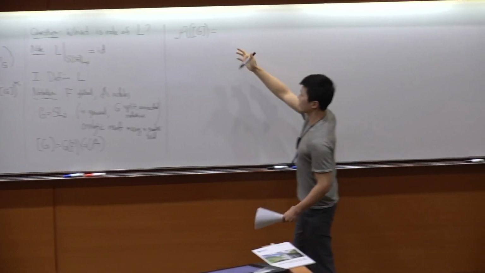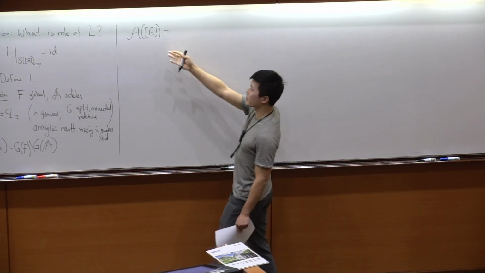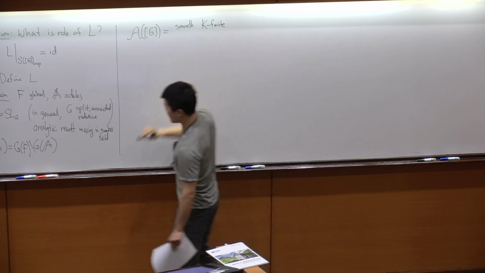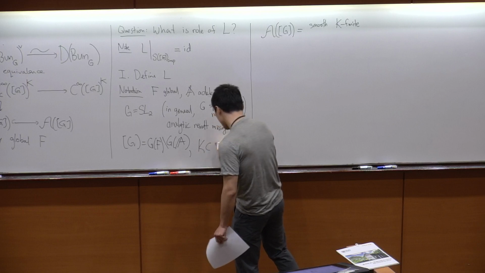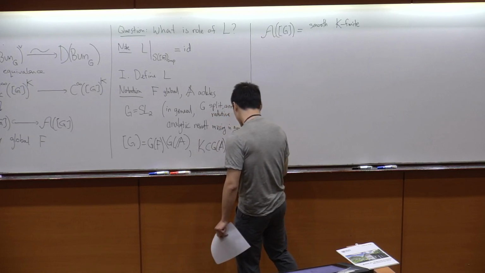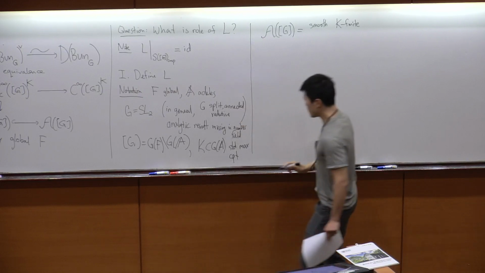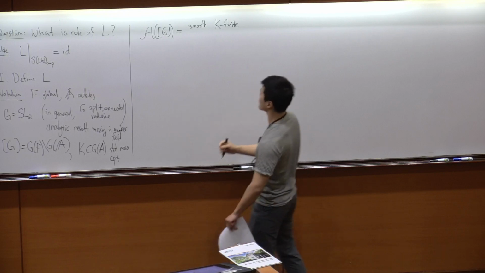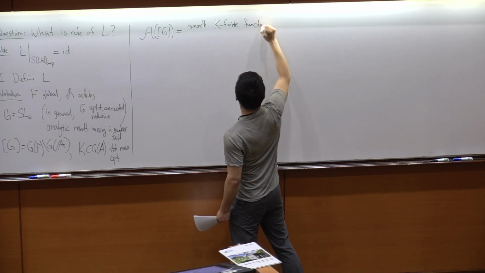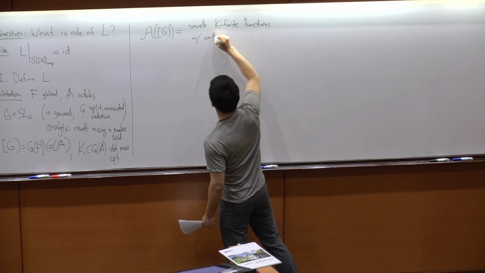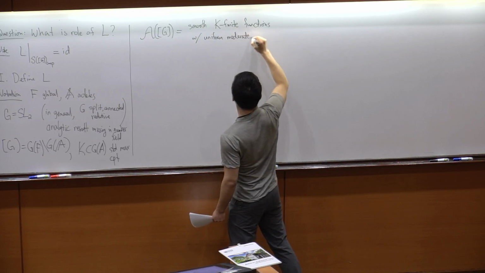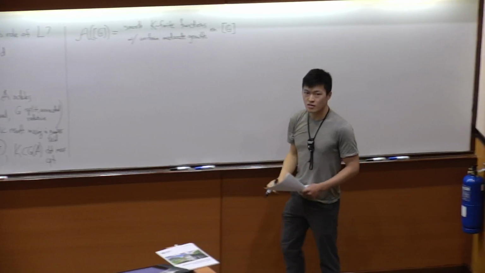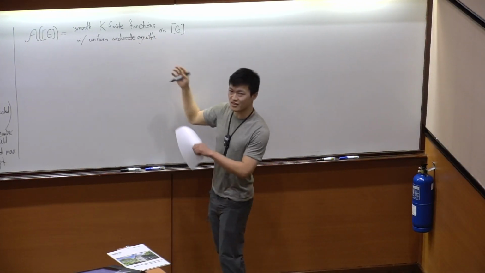I'll use curly A to denote the space, or for me, a particular space of automorphic forms, which I'll mean to be smooth K-finite. K is the standard maximal compact. For SL2 over the rationals, it's SO2 times SL2(O) at all the places. So these are smooth K-finite functions with uniform moderate growth on bracket G. Uniform moderate growth means that all of the derivatives are bounded by the same polynomial.